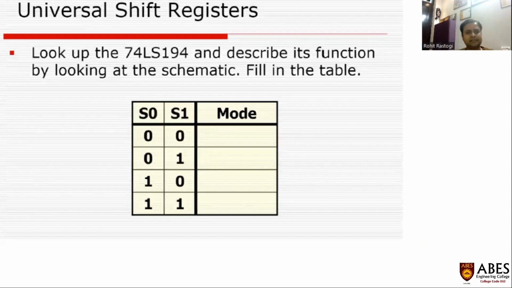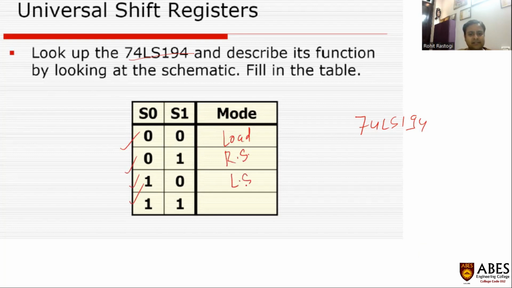So here, the shift register is obtained in the form of an IC 74LS194, and this IC is readily available as an embedded system and helps us to apply the shifting operation in different possible combinations. So here you can load the data. Then at 0, 1, you can apply right shifting. At 1, 0, you can apply left shifting. And at 1, 1, you can either complement the data or clear all of it.